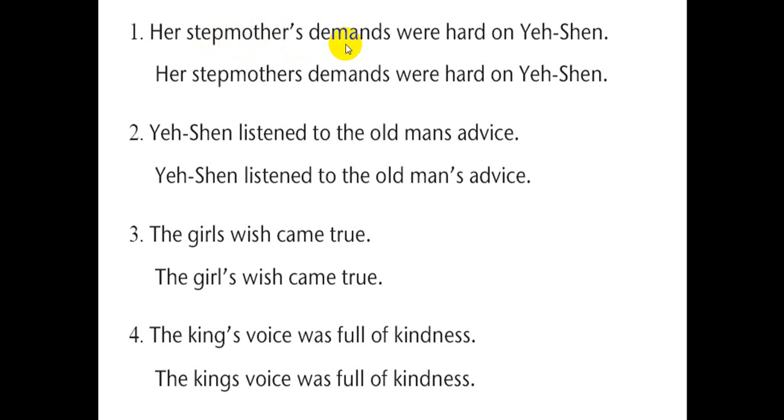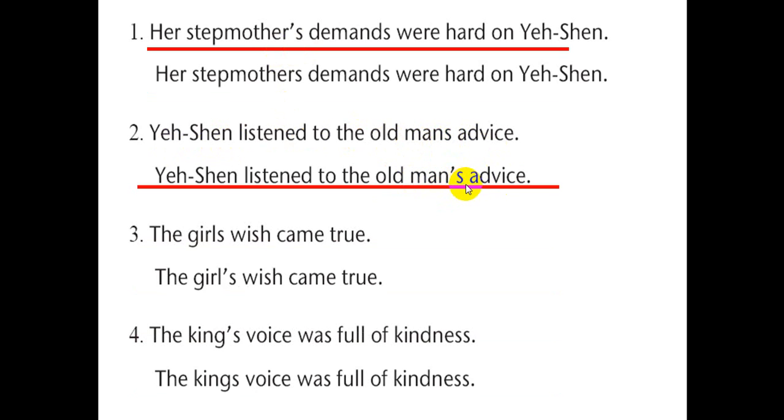Okay, his stepmother's demands. I'd like to make this demands belonging to a stepmother. I add only apostrophe S. Here he adds apostrophe S. Here he adds only S, and this is wrong. So the first one is correct. The second one, Yehshin listened to the old man's advice. I'd like to make this advice for the old man. So I add apostrophe S. The first one he adds only S, so it's wrong. The second one is right, so I add only apostrophe S in the second sentence. So I make advice belong to the old man. So I say the old man's advice.